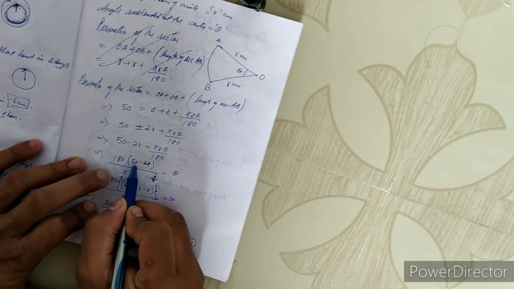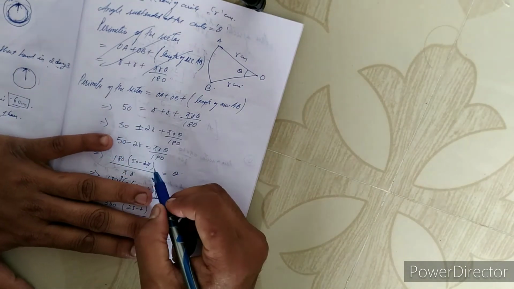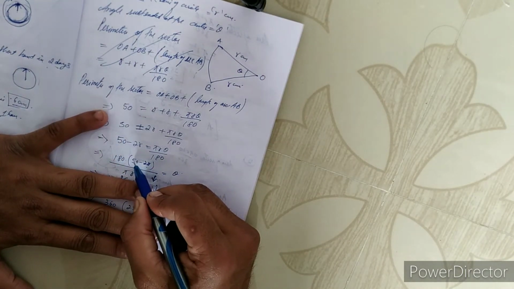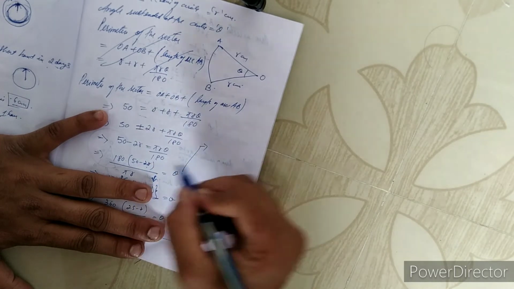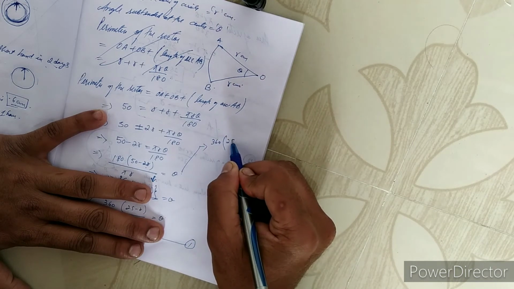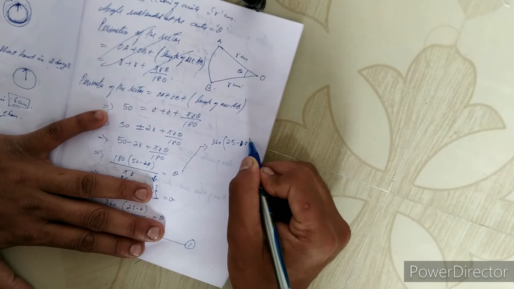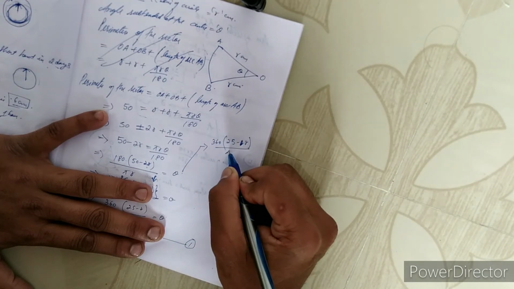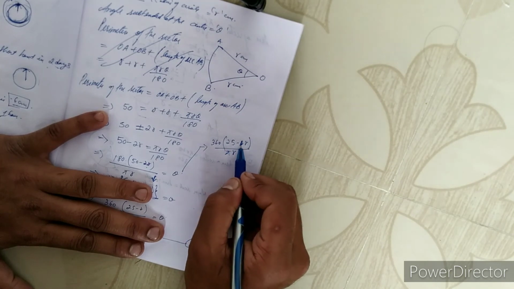So if I take common here, isn't it this 2 will go with this one? Don't get confused, because from this 50 and this 2r, we can take 2 common. So if I take 2 common, 2 will come out. So this will become what? 360. This will become 25 minus r, not 2r, 2r is already taken. So by pi r, isn't it? We are getting this: 360, 25 minus r.